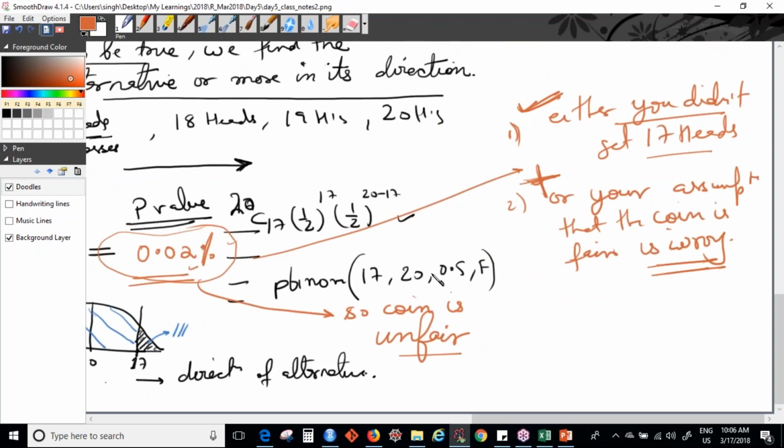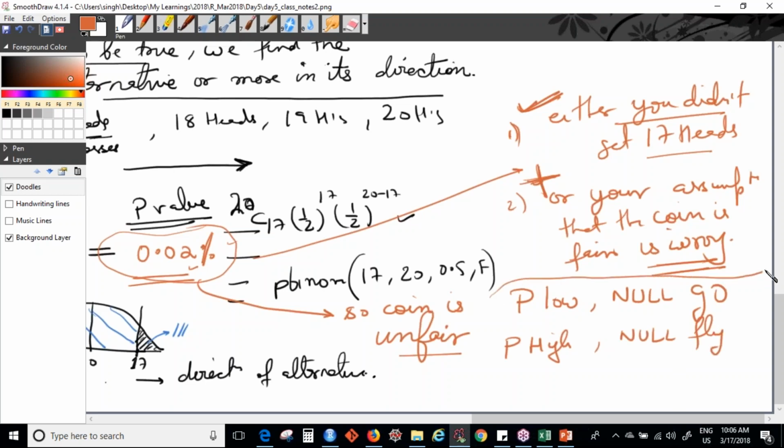So just remember this small thing: P low, null go. Whenever the P value is low, you reject the null hypothesis. P high, null fly. Just memorize this kind of poem. P low, null go. That means if your P value is low, you reject your null hypothesis. If your P value is high, you don't reject your null hypothesis, or you fail to reject your null hypothesis.